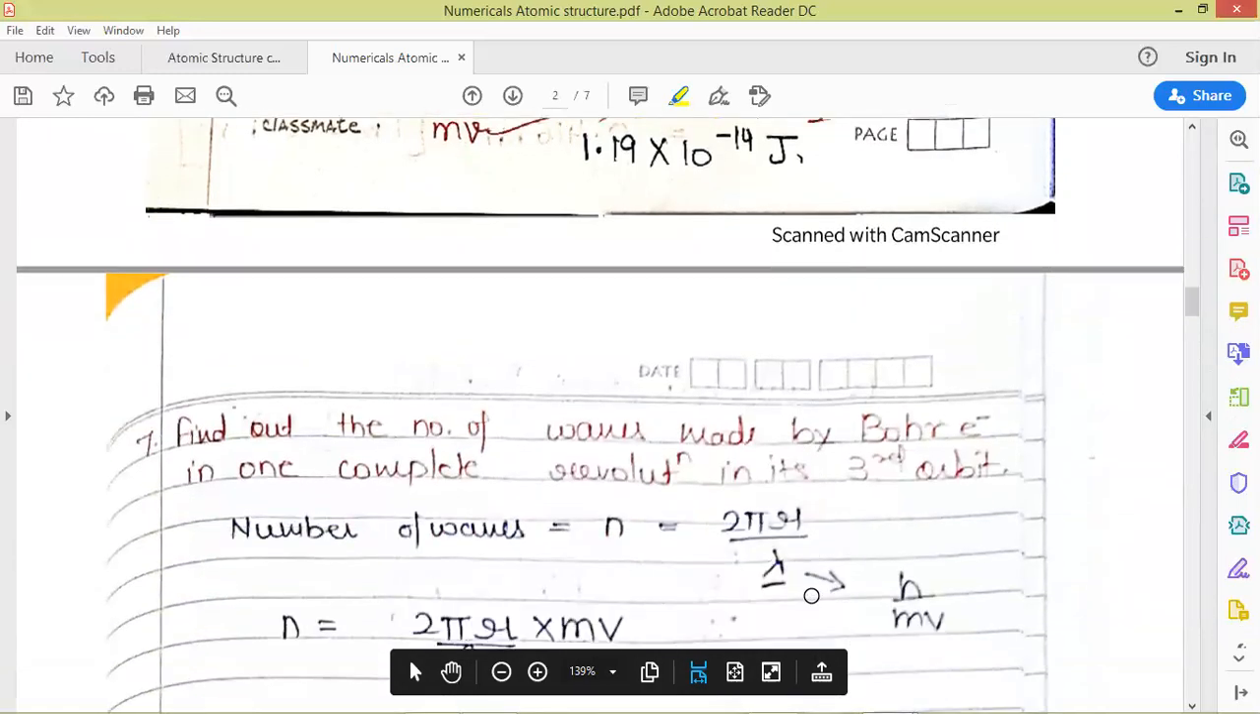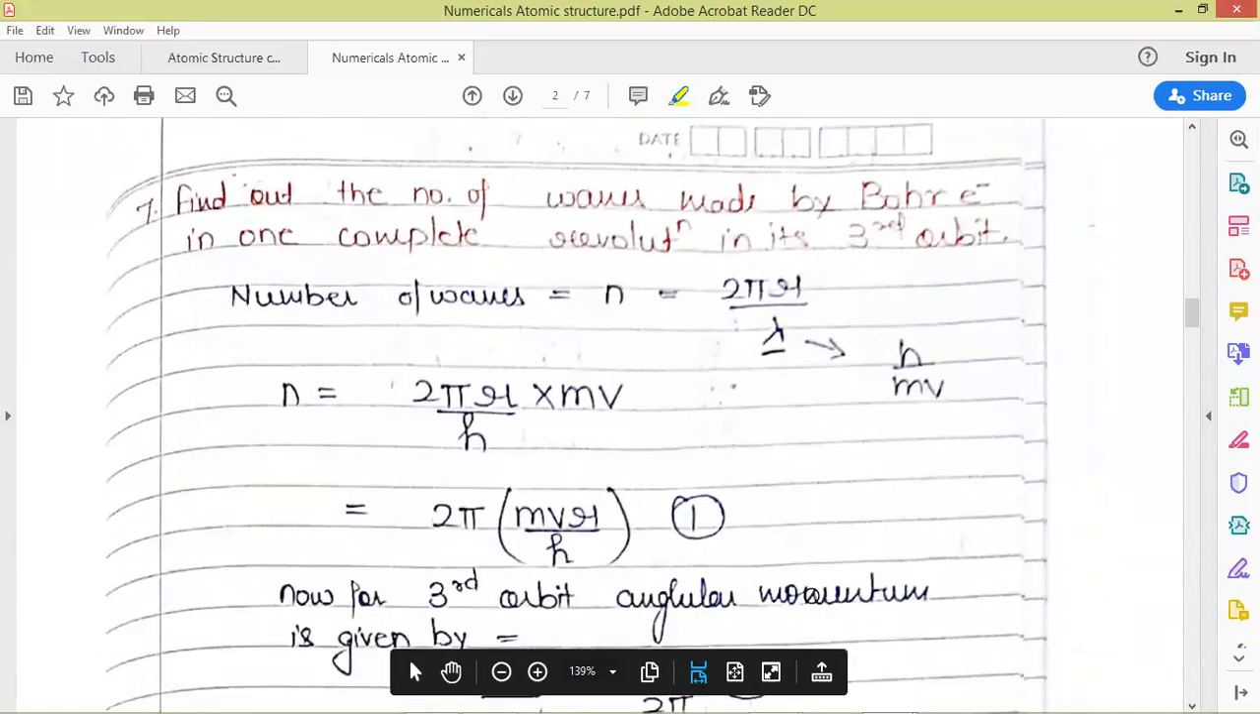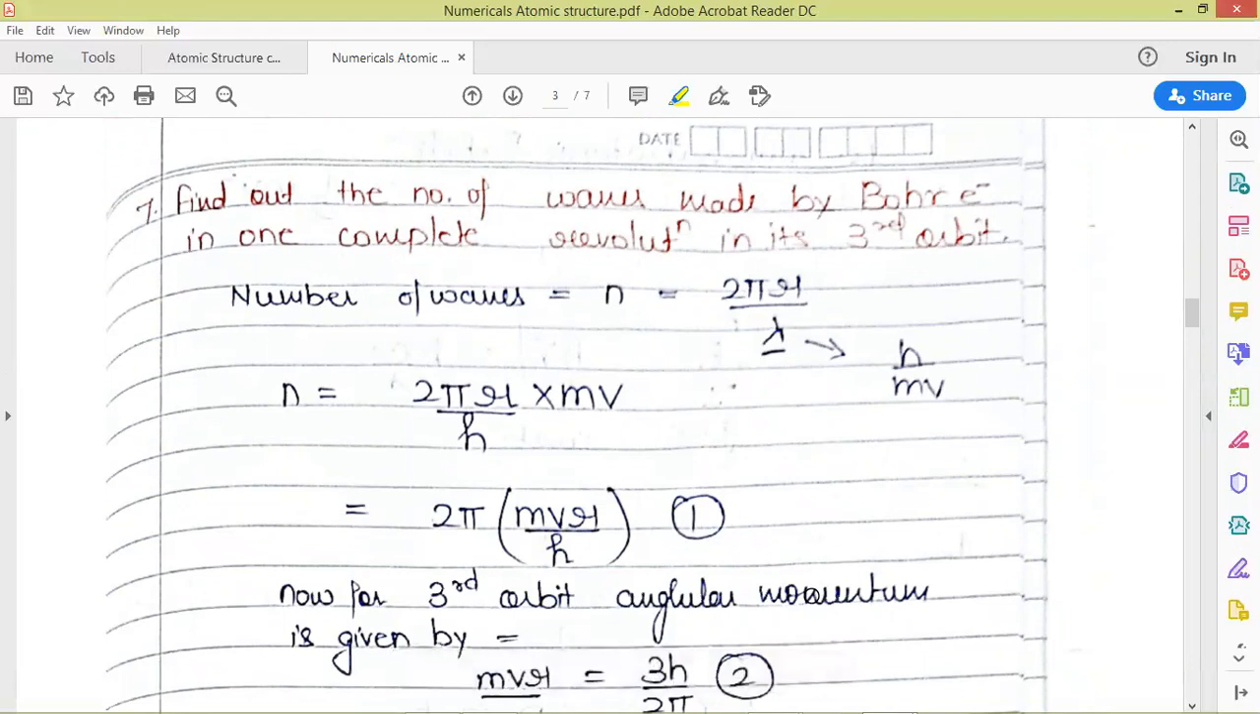Next question is, find out the number of waves made by Bohr electron in one complete revolution in its third orbit. So number of waves, as we all know, n lambda is equal to 2 pi r.